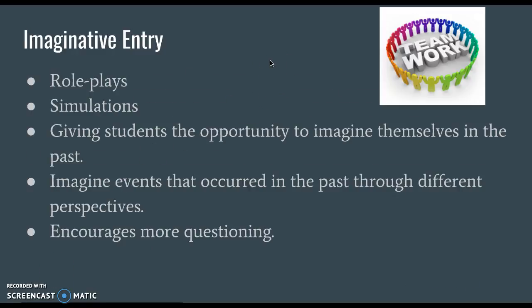Next is imaginative entry. This is just allowing students to use the information they learned and make it into something different. This helps them to completely understand a topic in a different way. Such as role play, allowing them to play out a certain scene in history helps them to develop a deeper understanding. Simulations give students the opportunity to imagine themselves in the past. That's actually placing themselves in the past, and that's more of a deeper connection for them. Imagine events that occurred in the past through different perspectives, encouraging more questioning.